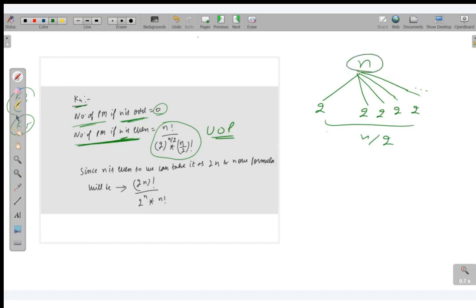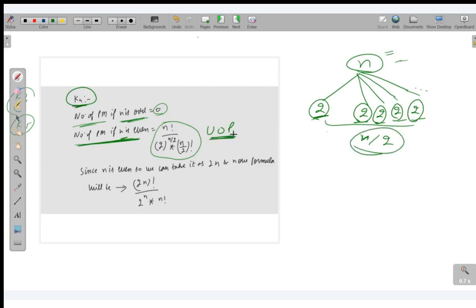Okay, so we have n vertices. We will make groups of two vertices each, because it is a complete graph of n vertices. You pick any two vertices, there will be an edge. So you just make pairs of vertices. How many pairs can you make from this n? You will make n by 2 pairs. So I want to divide n into n by 2 groups of 2 each.